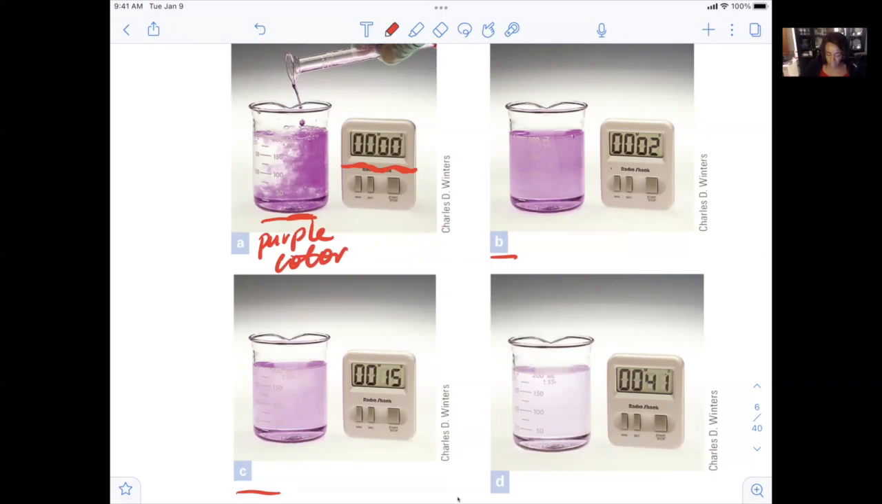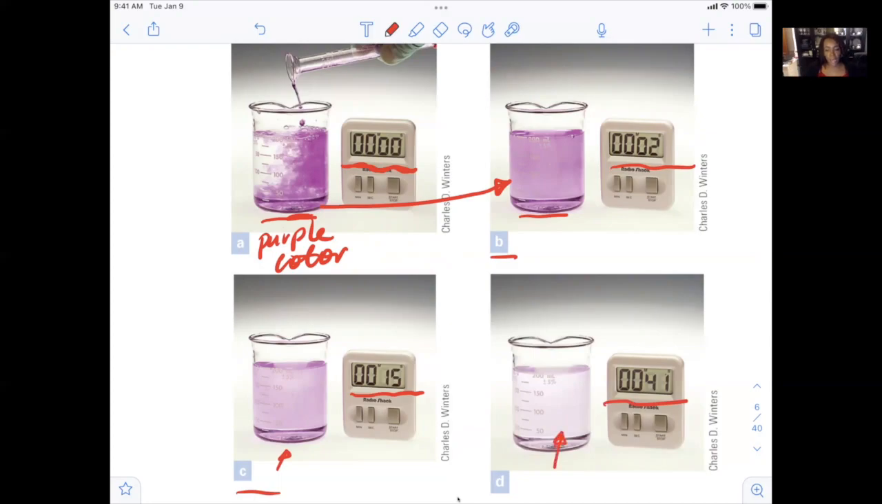But with time, after 2 seconds, we see the purple color slightly lighter than the original solution, right? So we are assuming the purple color is disappearing. The chemical producing that purple color is getting consumed or used up. So we see less purple color, which means less amount of that chemical is present over time, okay? 15 seconds later, we have less chemicals. 41 seconds later, it's almost like it's completely gone.